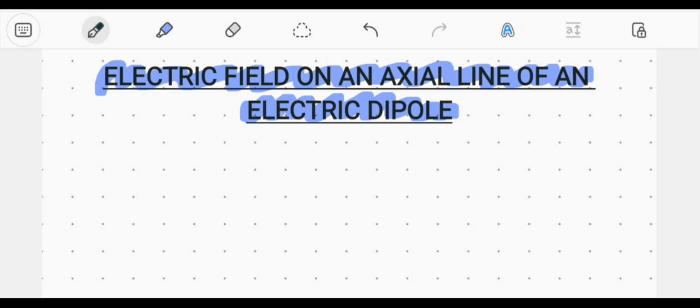Let us consider we have two point charges that create a dipole, that is, two equal and opposite charges. Let us consider this is minus q and this is plus q. This is the line joining the two charges, that is the dipole, meaning two poles. This is the midpoint. Let us name it as O.